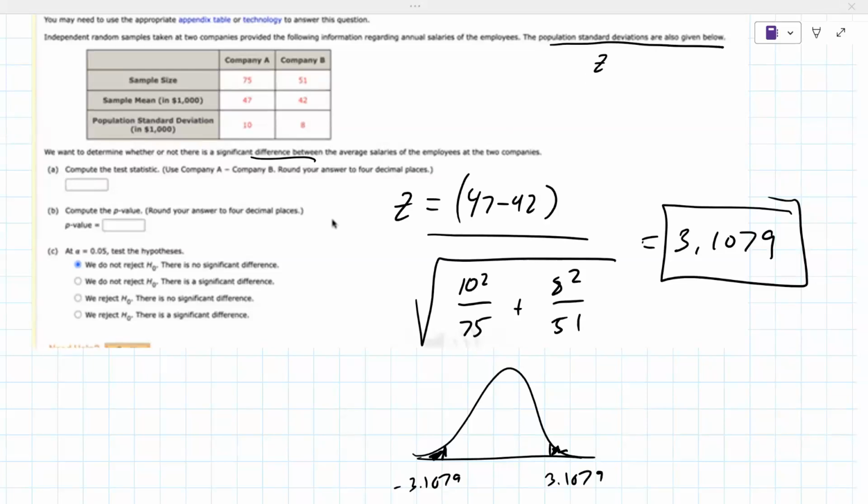Negative... So I get 0.0019. Yeah, 0.0019. And then you're going to reject. You already got that, I guess. Reject H0. There is a significant difference.